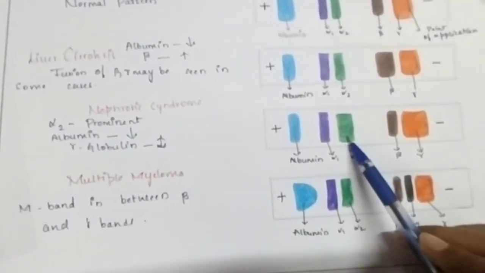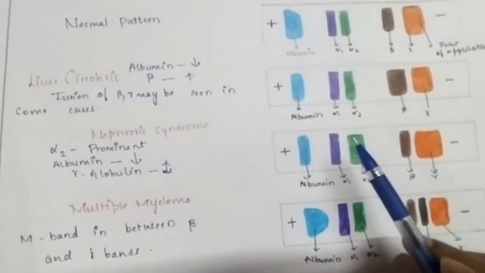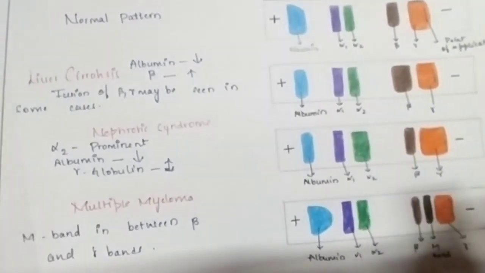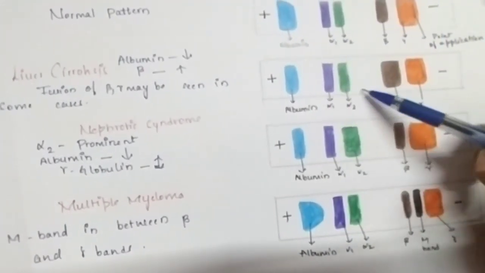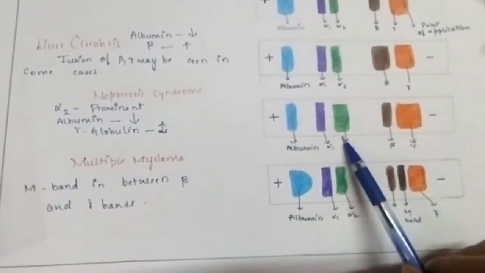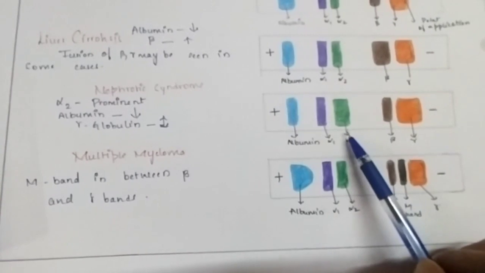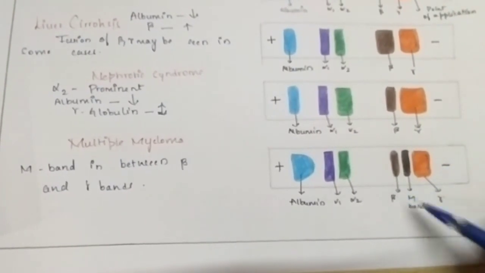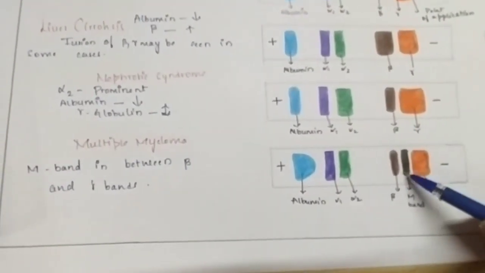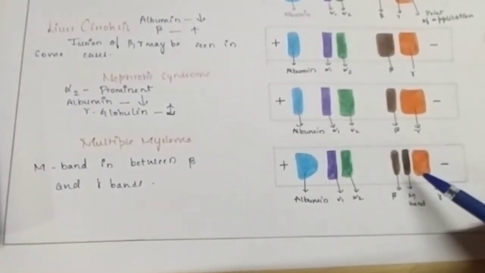Next comes nephrotic syndrome, in which alpha 2 is prominent, which means it is increased or enlarged a little, as you can see. The globulin increases. Alpha 2 is prominent and gamma is slightly increased. And then comes multiple myeloma, in which an M band is in between beta and gamma. A new band is formed, which indicates multiple myeloma.